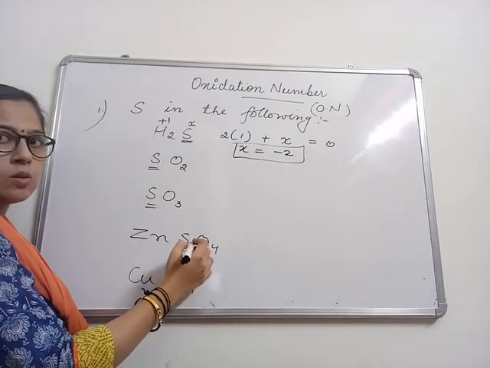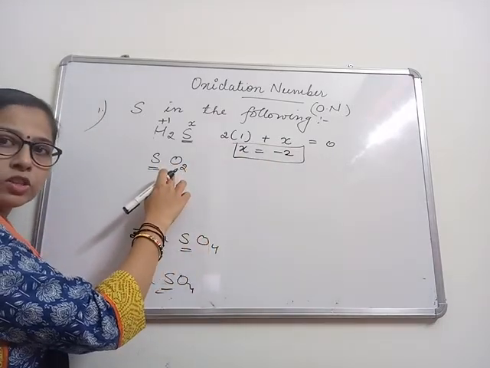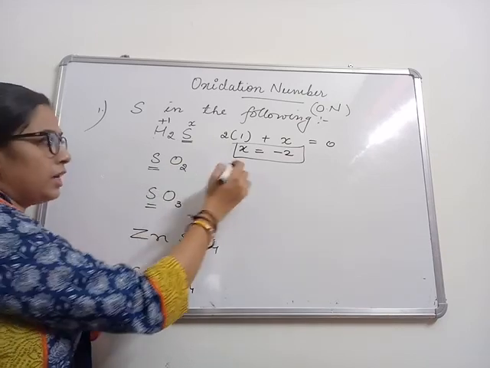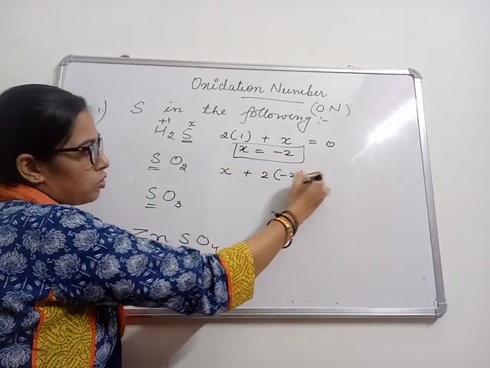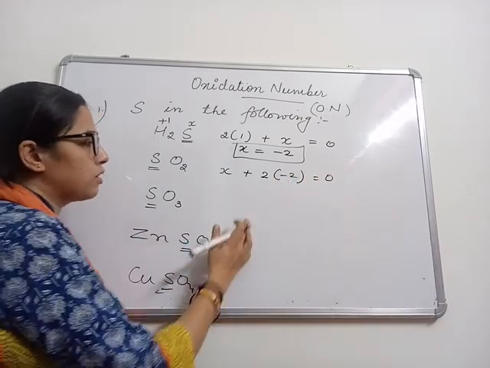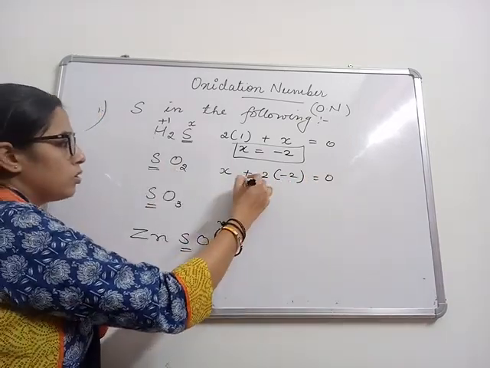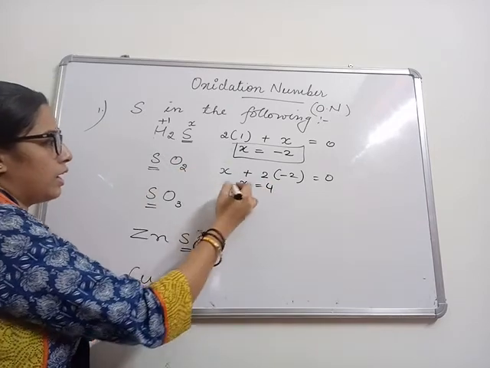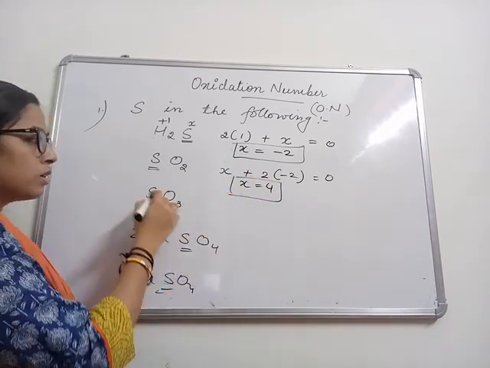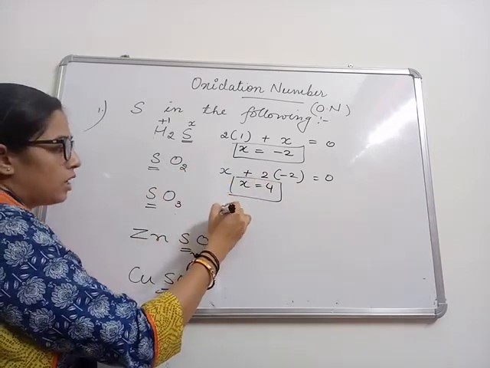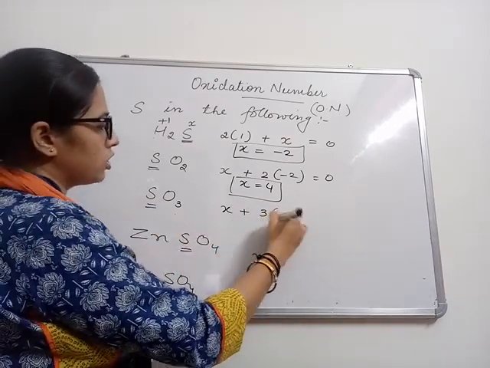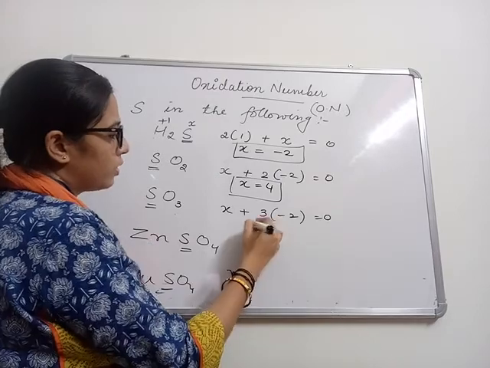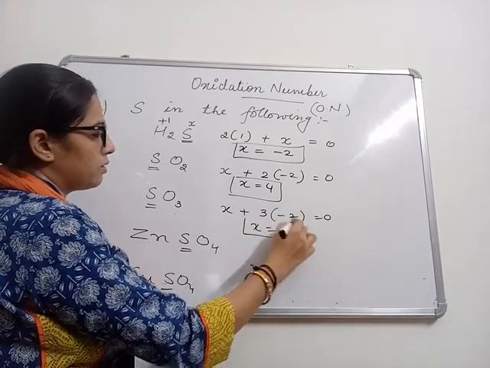In SO2 similarly, oxygen is more electronegative. It has a -2 state. Sulfur, let it be X. One oxygen with -2, so two oxygen with 2 of -2 and total is 0. So the charge on sulfur in SO2 is +4. Similarly in SO3, sulfur has X and 3 oxygen with -2 state. So you get the oxidation number as +6.